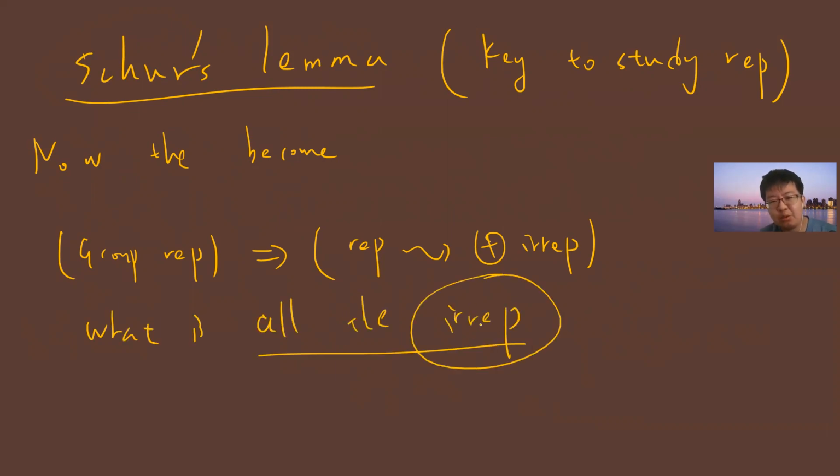Because if I find all the irreducible reps, then I can get any rep. The problem is that up to now we don't know whether the set of irreducible reps is finite or not. Although we are working in a finite group, we don't know what all the irreducible reps are. So Schur's lemma is the key to studying irreducible reps. Schur's lemma is the key idea in group representation theory. So let's talk about Schur's lemma.